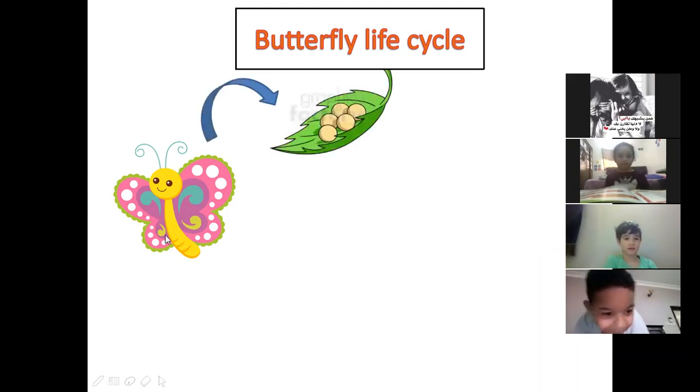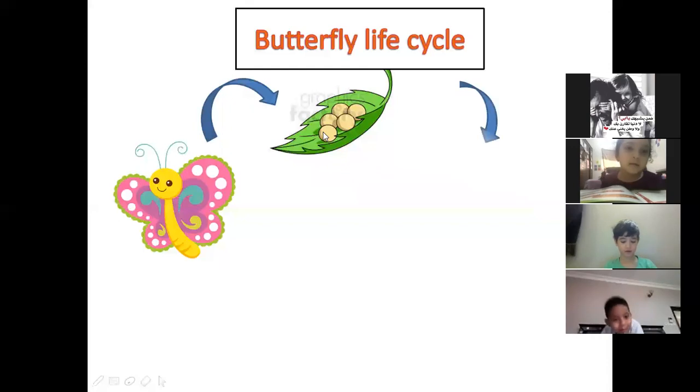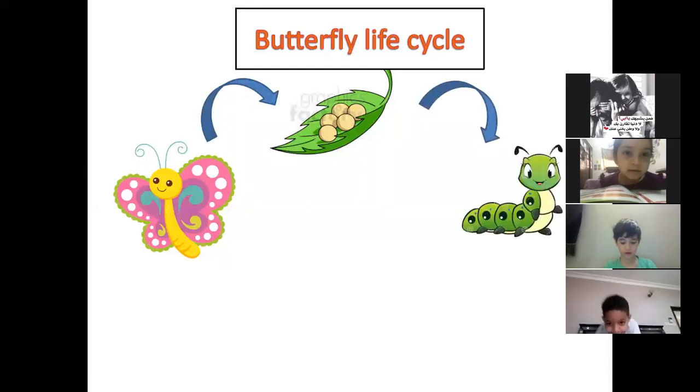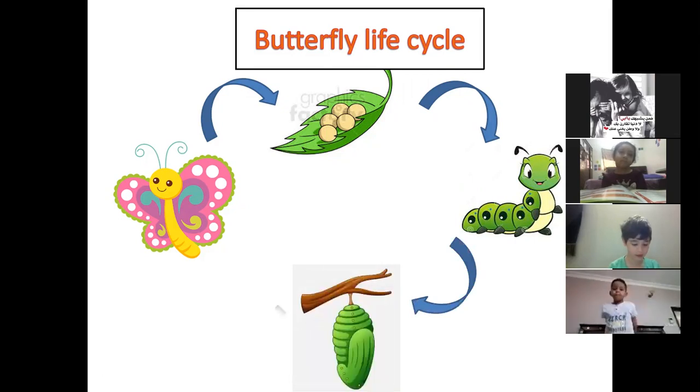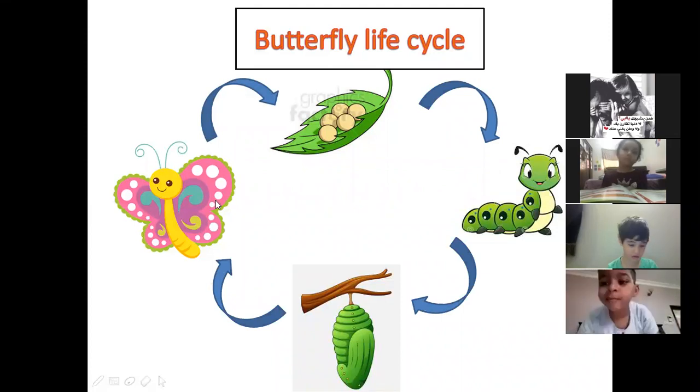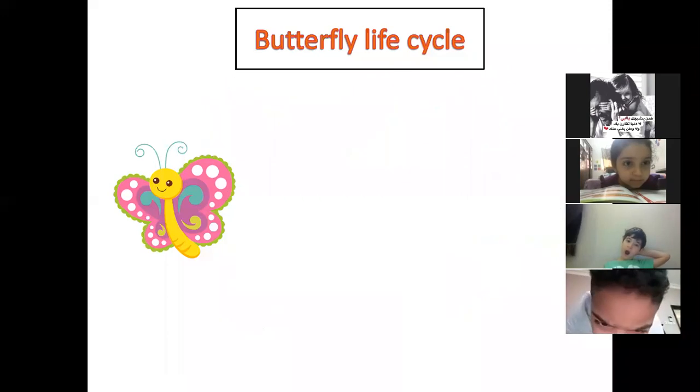Egg. The butterfly puts the eggs on the leaf and becomes a caterpillar. Grow up to be a pupa. Then butterfly. Okay, I will start one by one. Okay, yeah, Mariam. Yeah, I will start with you. Yalla. Okay. What is it?